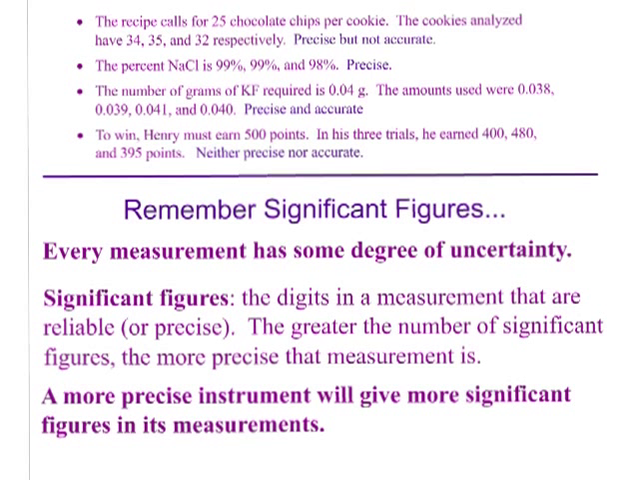So remember, significant figures are really important. We're going to just do a quick review. Every measurement has some degree of uncertainty. We talked about that in the previous section. Significant figures are the digits in a measurement that are reliable or precise. The greater the number of significant figures, the more precise that measurement is. A more precise instrument will give more significant figures in its measurements.